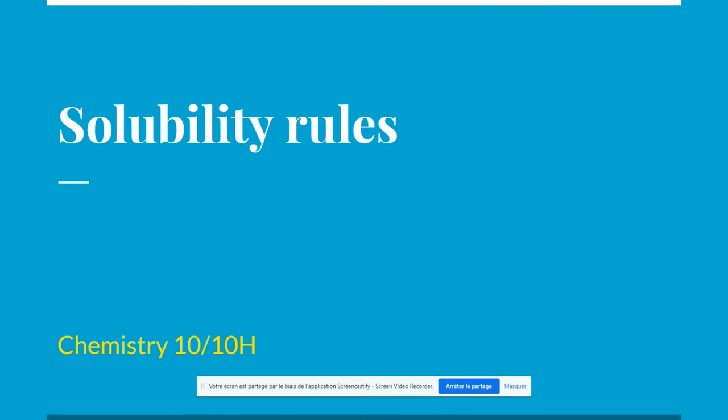This is Mrs. Altman, and in this video, I will be reviewing how to use the solubility rules sheet in order to determine if something is soluble or not soluble. So you will want a copy of the solubility rules with you, and then you may also want your periodic table and a polyatomic ion sheet, though those are not quite as important as the solubility rules sheet.